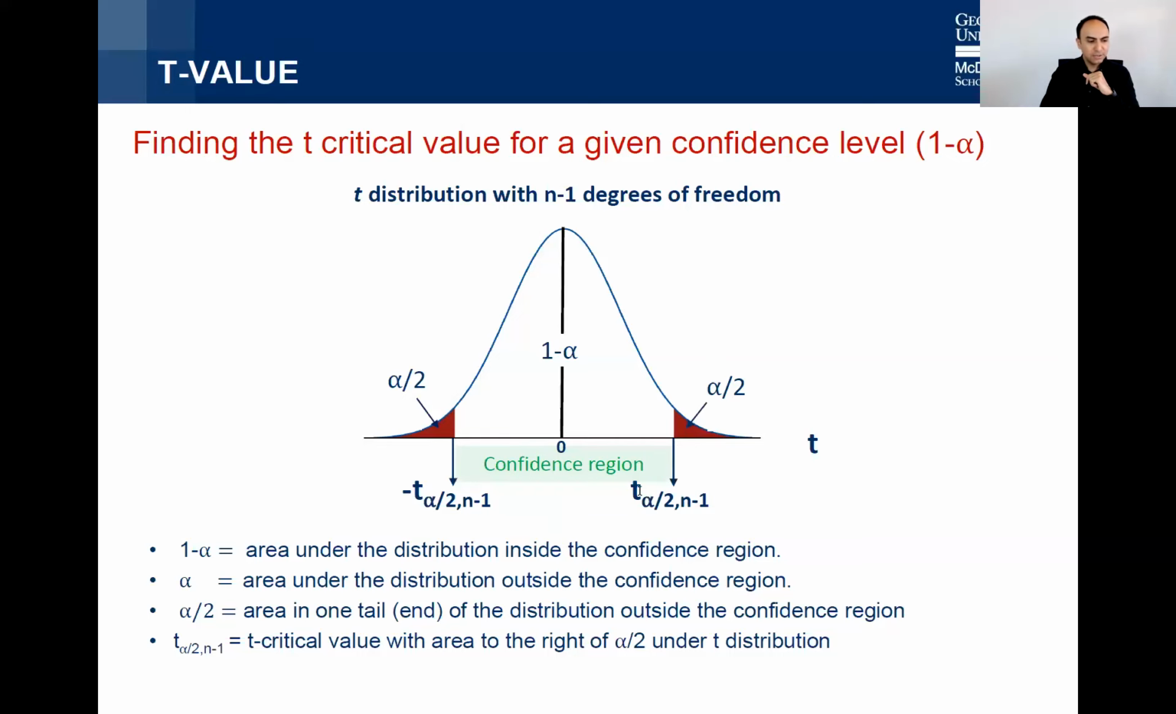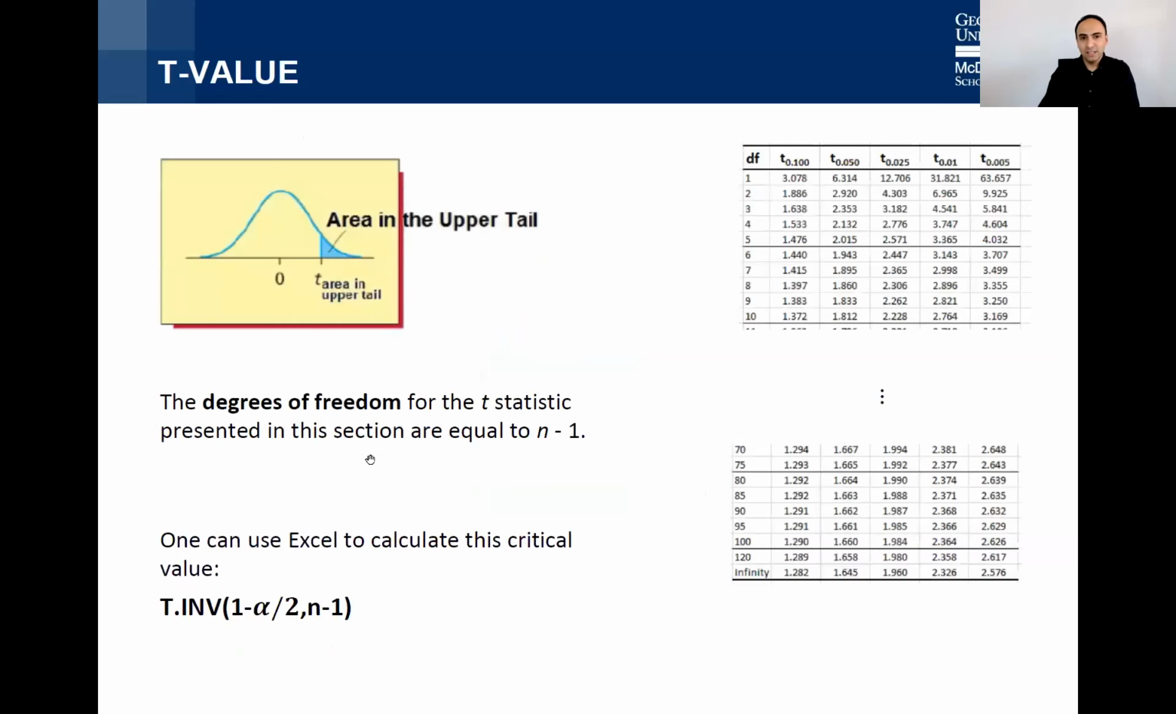So the critical value would be the number on this distribution where alpha half of the distribution is on the right side of it, and alpha half of the distribution is on the left side of that. That's what the t critical value is. Well, how do I calculate the t value? Yes, understand where it falls in the distribution, but how do I calculate it?